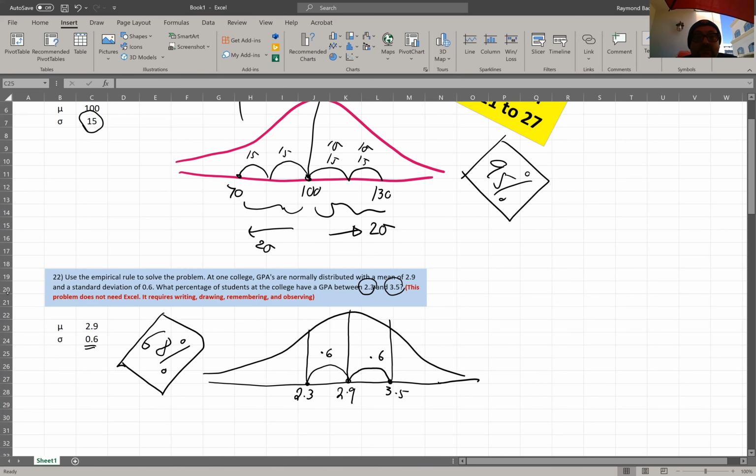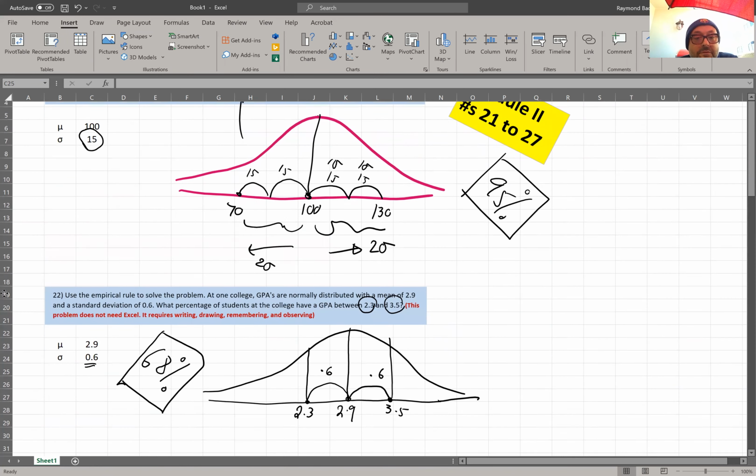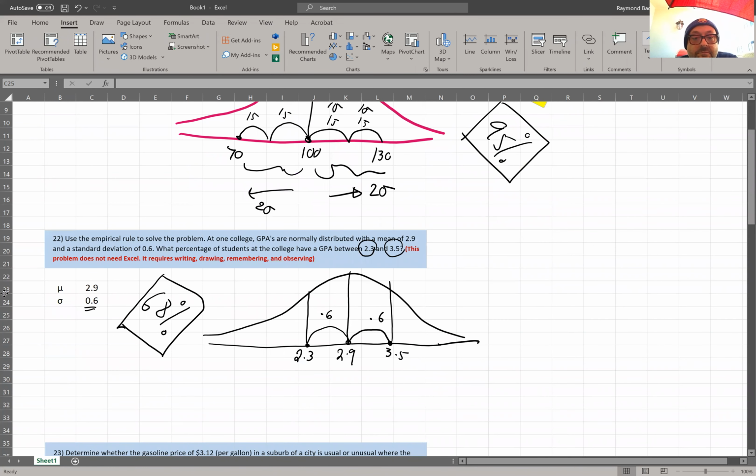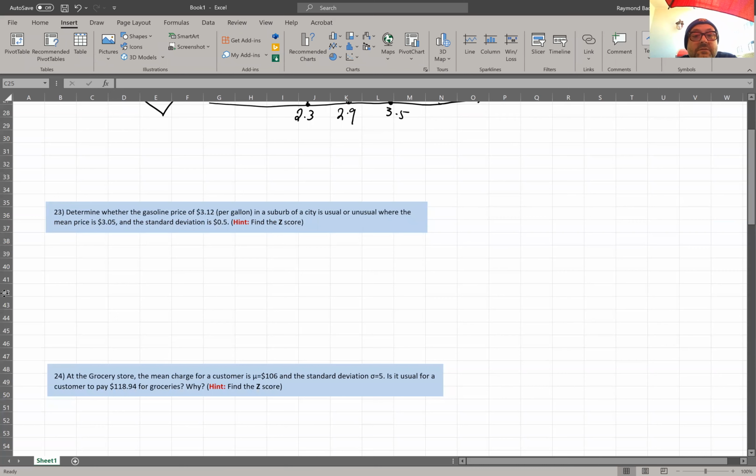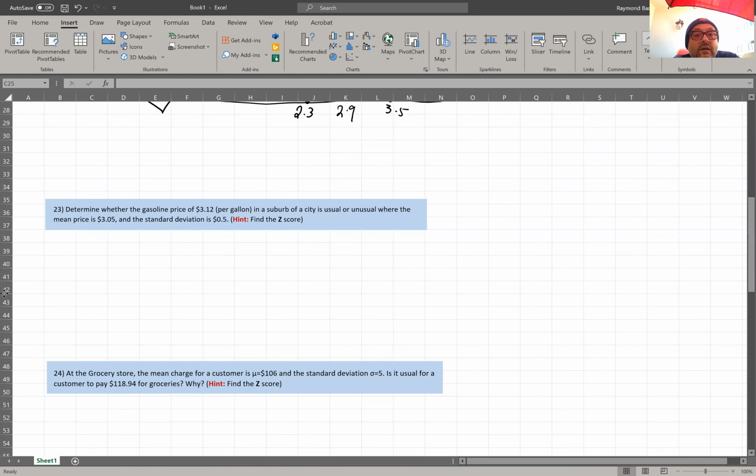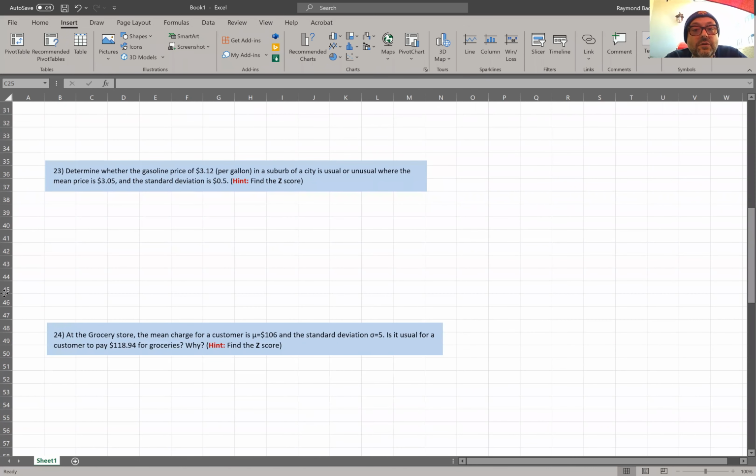Okay, let's move on to the next one. It's pretty much the same problem. Number 21, 22, same thing. I'm just using a different example. All right, what does this one say? This one wants us to figure out if it's usual or unusual.